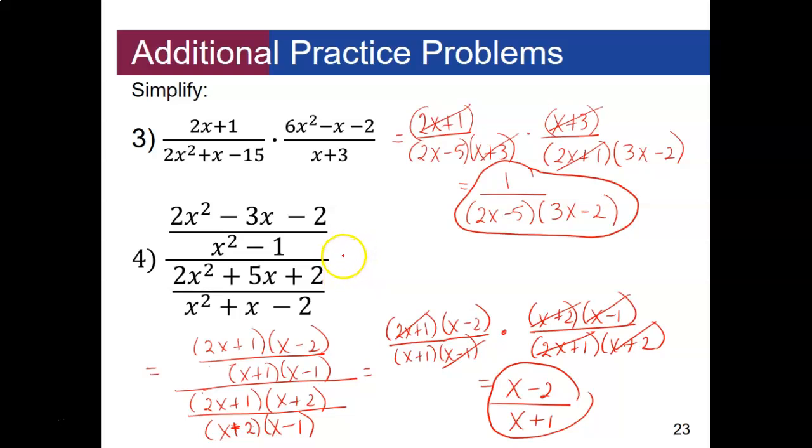And then on the last one, this is division when it's written like this. So we've got the first fraction divided by the second fraction. So we're going to do keep, change it to multiplication, and then we're going to flip the second fraction. And then we'll cancel, if we haven't already. It really doesn't matter if we factor here or we factor after we flip it, but we're going to cancel top to bottom, and we end up with x minus 2 over x plus 1.